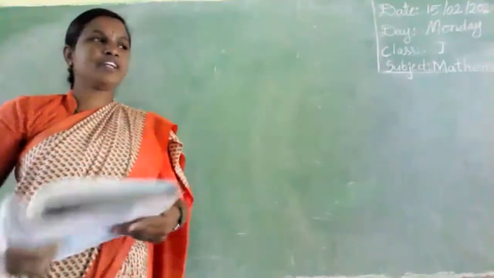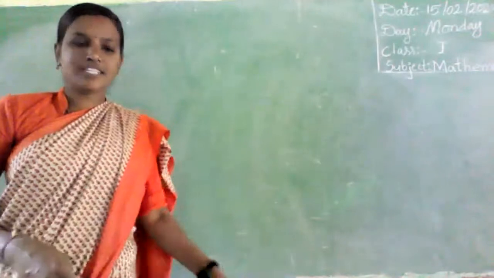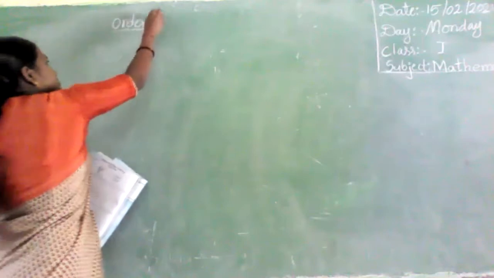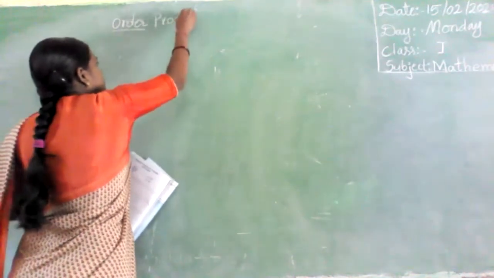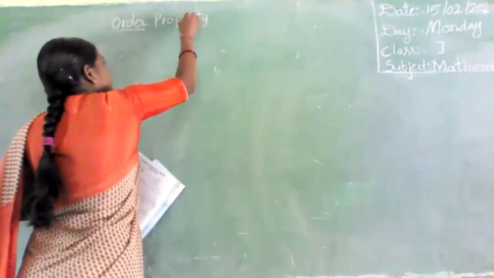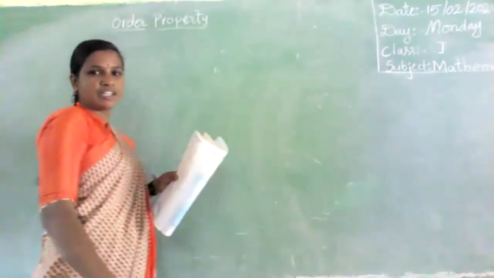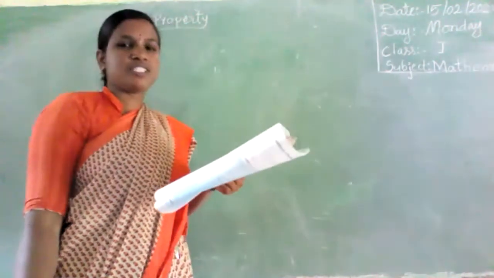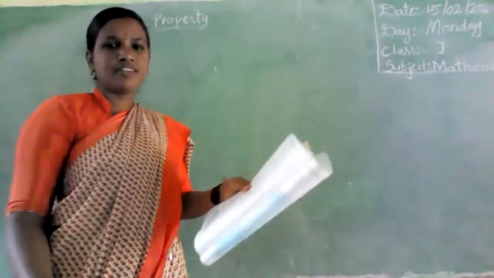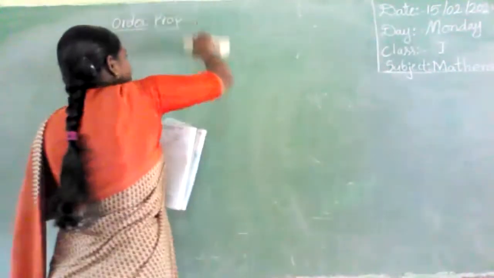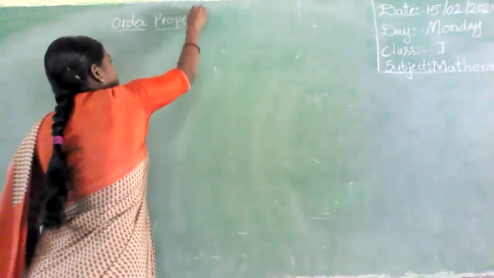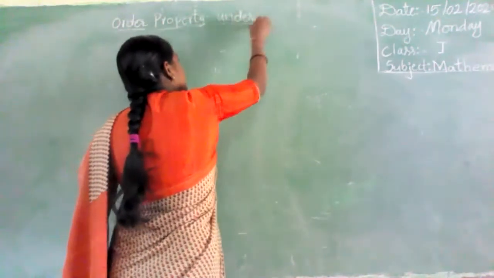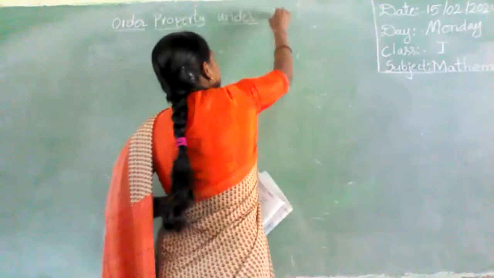Okay, children, today we are going to learn about order property under addition. Page number, I already told you, 76. Order property under addition.